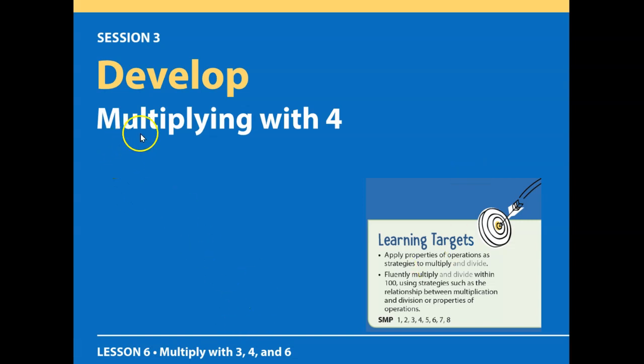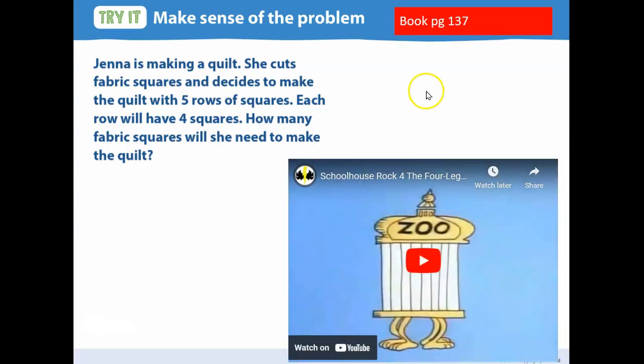All right, yesterday on Monday we were multiplying by threes. Now we're multiplying by fours, okay? And then tomorrow we'll do by sixes. It says Jenna, and when it comes to multiplication, especially basic facts, we could use arrays, which is rows and columns, or equal groups, right?